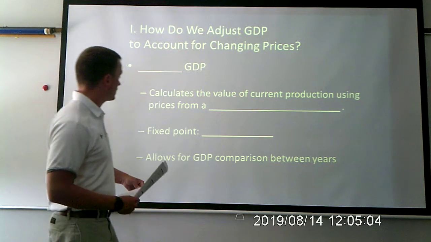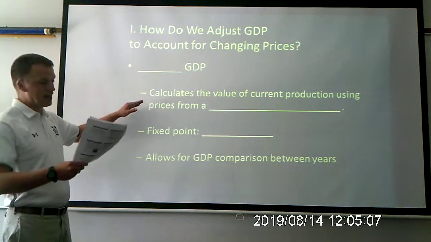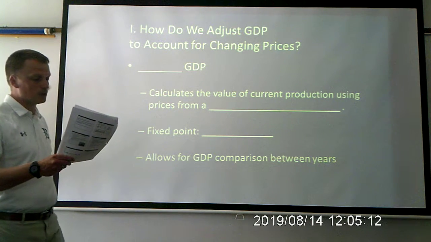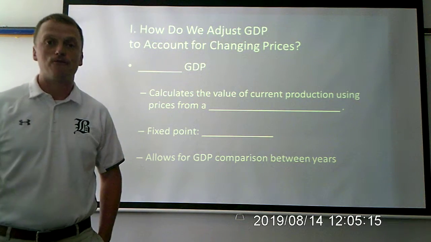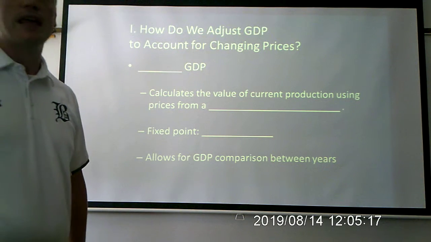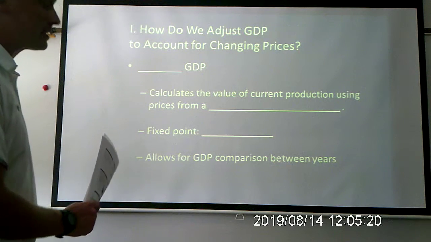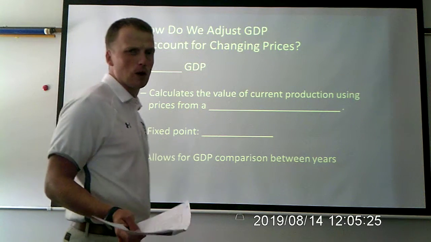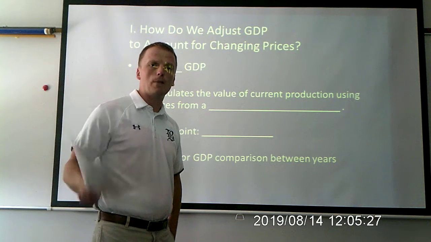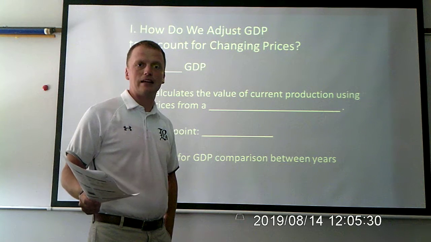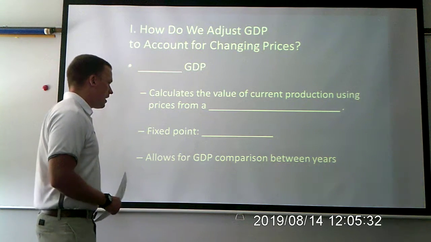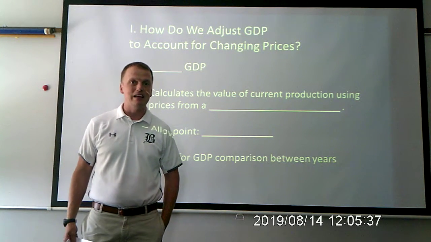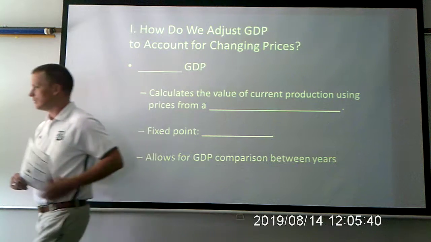So it's using a fixed point. It calculates the value of current production using prices at a fixed point in time, and that fixed point would be the base year. I'll show you what I mean by that. We're going to use one base year to calculate real GDP, and it allows for GDP comparison between years, as nominal GDP would not do nearly as well.